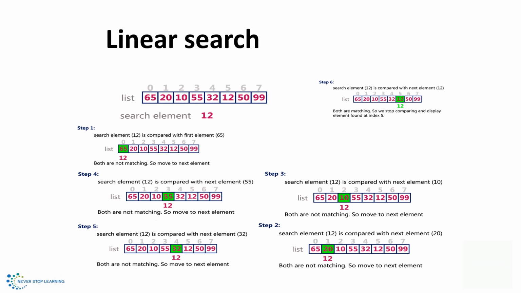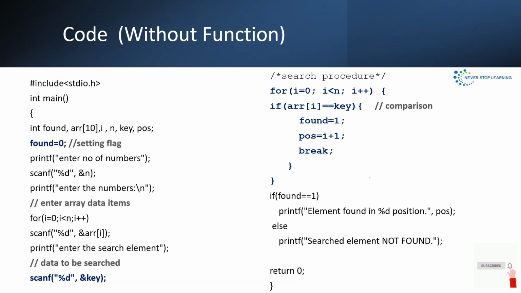We will understand the same thing with the help of the code. Here I'm giving two codes for you: one without function, a simple code where I have not used any function concept, and one with function. So let's begin with this example without function. Here, as you can see, we are declaring the elements. These elements are of integer type.